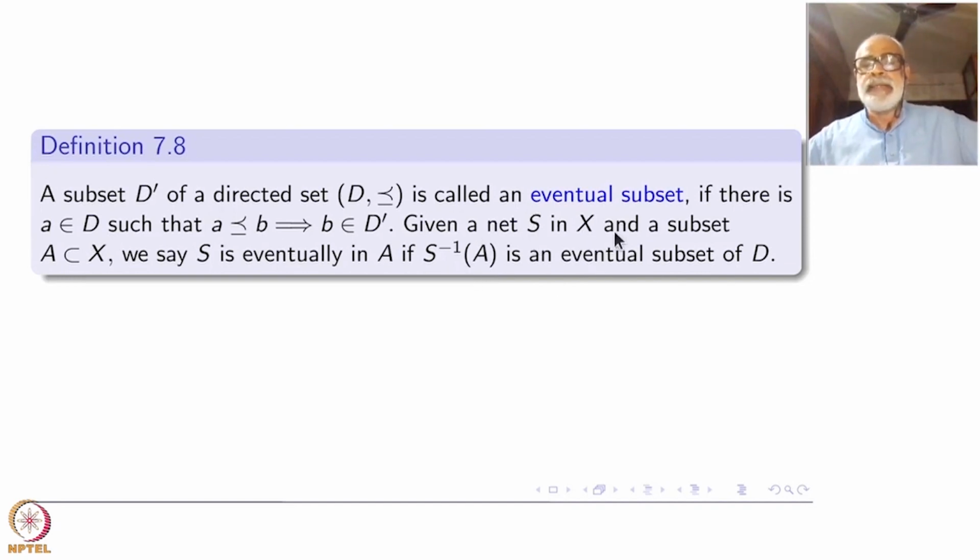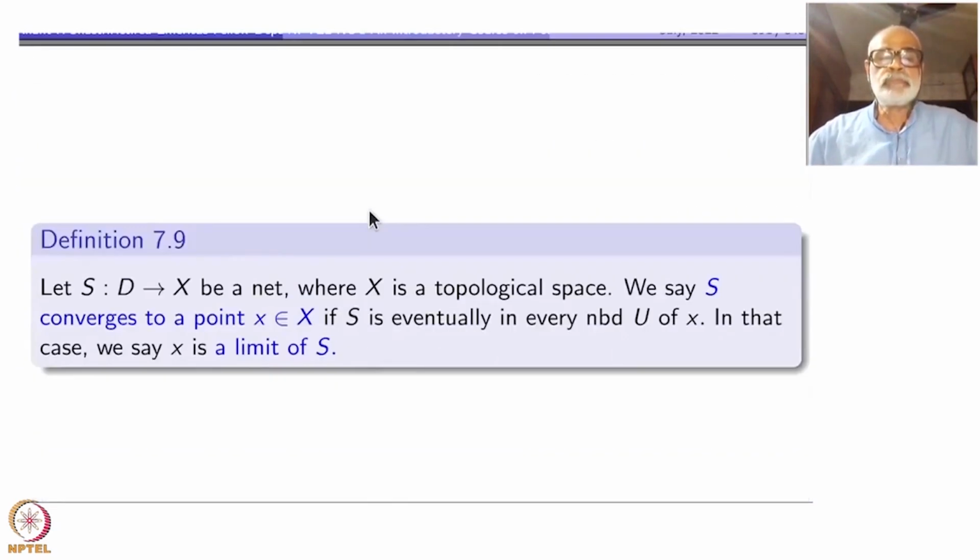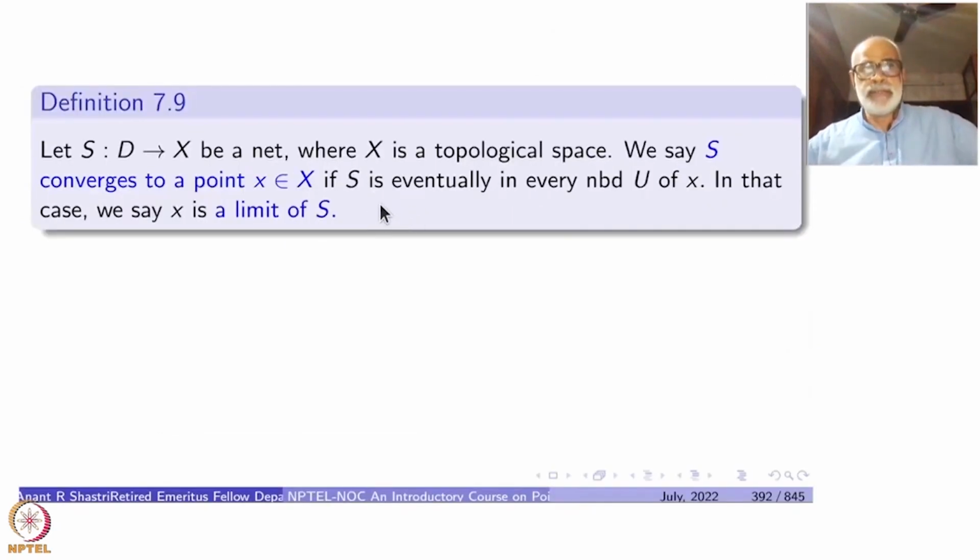Given a net S in X and a subset A of X, okay, S is a net means what? S is a function from D to X now. We say S is eventually in A if S inverse A, the set of all points which come inside A under S, is an eventual subset of the domain D of the function S. Okay. So that is the eventual set.